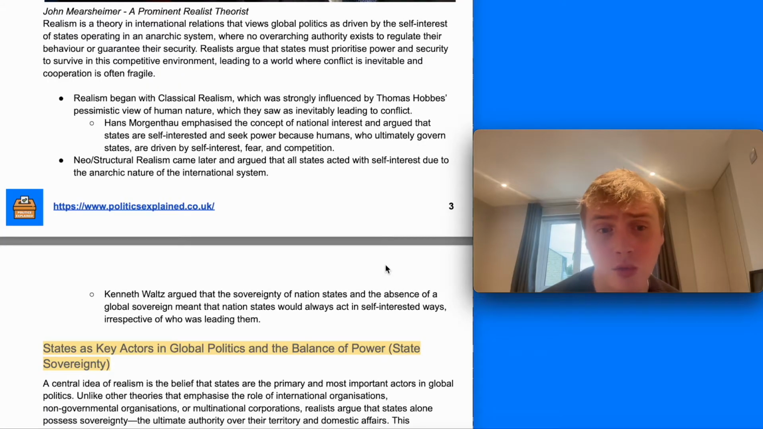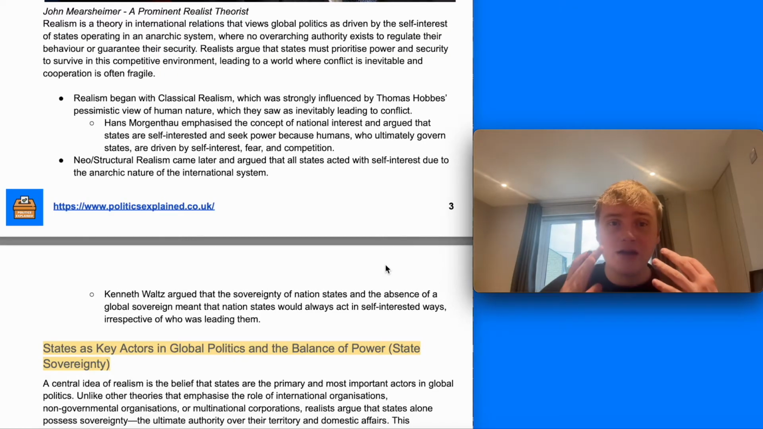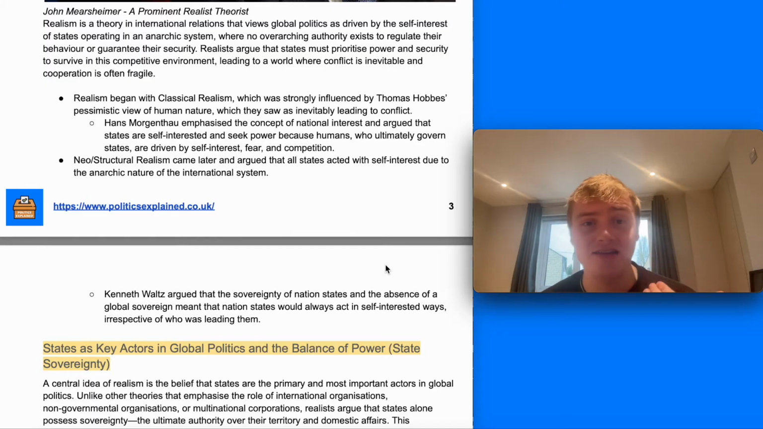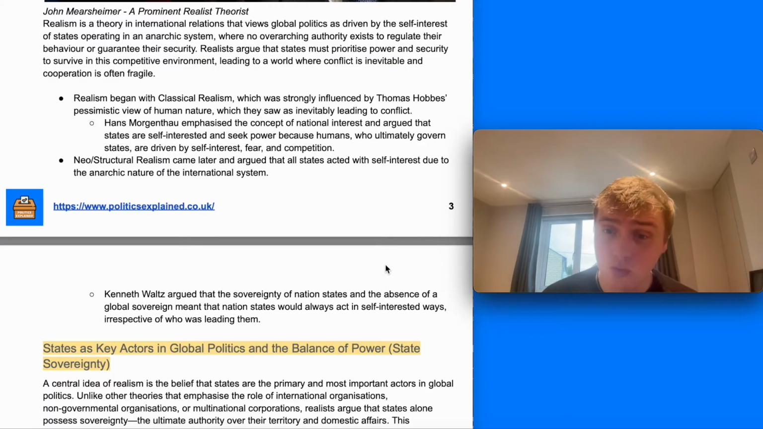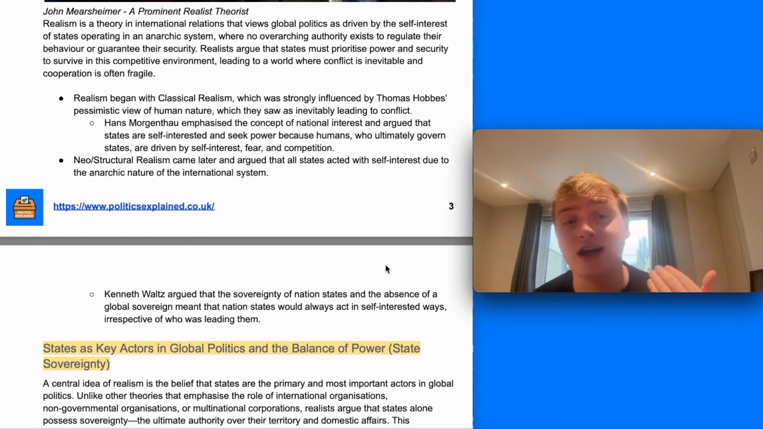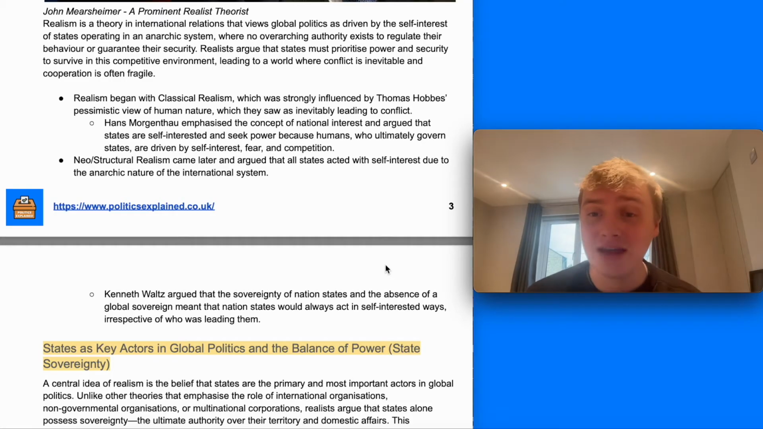So Kenneth Waltz, for example, argued that the sovereignty of nation states in the absence of a global sovereign meant that nation states would always act in self-interested ways. So realism very much agrees that states act with self-interest and seek to maximise or protect their own power. Classical realism came to this conclusion as a consequence of a pessimistic view of human nature: because humans are self-interested and they govern states, it would lead to states being self-interested. Neo-structural realism came to that conclusion more out of analysis of the international community and the anarchic nature of the international system.